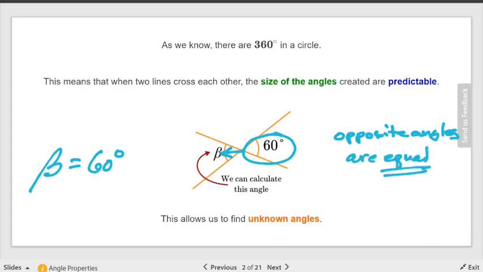Are we writing this down? If I'm writing it down, then you should write it down, right? Isn't that the rule? So beta equals 60 degrees. I don't really have anything to write on.